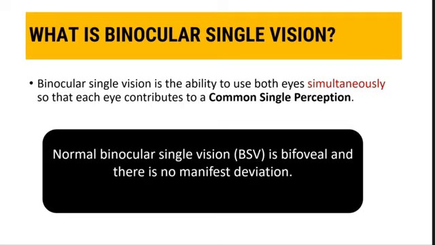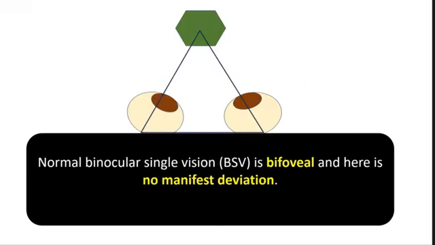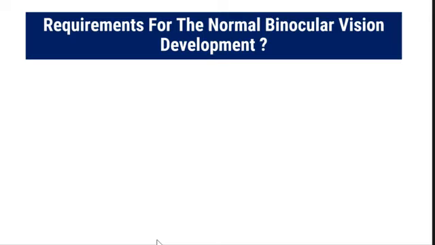a common single perception. Now, it is very important for you to understand that the normal binocular single vision, which is abbreviated as BSV, is basically bifoveal and there is no manifest deviation. Okay, so what I mean to say is that the images on both the eyes should form on the fovea of the two eyes and there should be no squint present in the patient. Then we say that that patient or person actually has a normal binocular single vision.